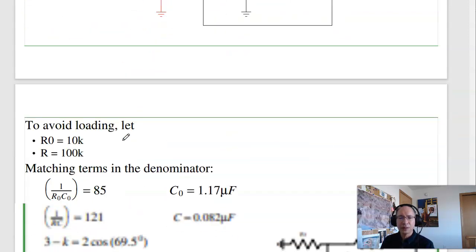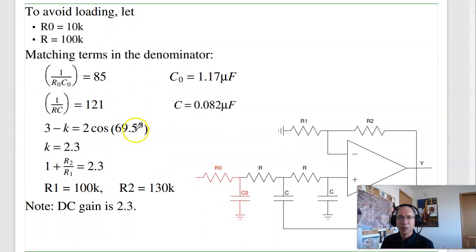To build it, what I'm going to do is take the first term. This is your 85 over S plus 85. That term. I can pick R to avoid loading. Let's let this be 10K. Make this 10 times bigger. And for this circuit, these two are the same. For an RC filter, 1 over RC is my pole. I want 1 over RC to be 85. R is 10K, solve for C. C is 1.17 microfarads.